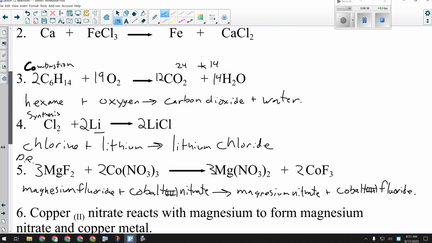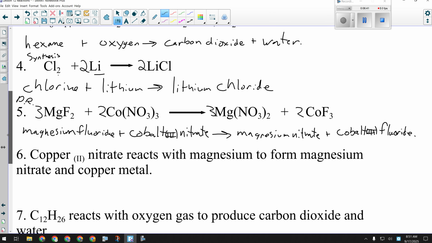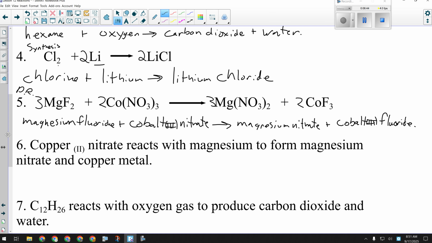Okay, so let's do number 6 here as an example. On number 6, I've got copper 2 nitrate reacts with magnesium to form magnesium nitrate and copper metal. So first compound is copper 2 nitrate. So that's an ionic compound. I go Cu. The Roman numeral tells me it's the 2+ kind. And it's with nitrate, NO3. Okay, and that's a -1. So then I'll drop and swap. I'll need a 2 here, and I'll need brackets around that.